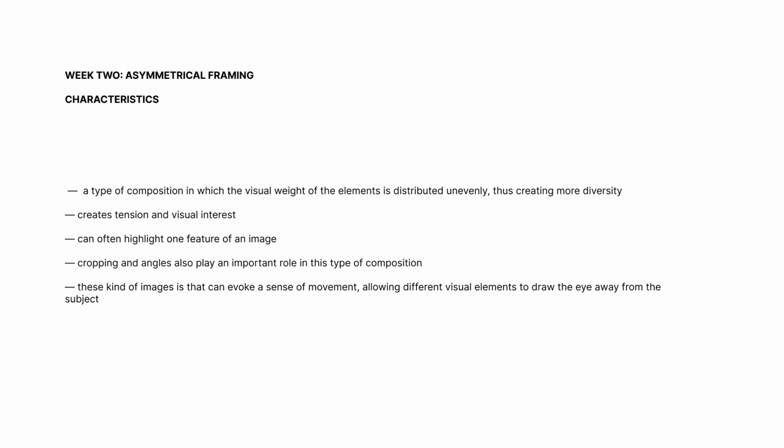I think even more than the classical balanced composition, I think that cropping, which is the way that you cut an image, which we also talked about a little bit last week, and I think also the angle of the camera in this case can play quite an important role in this type of composition. I think more important than for what we did for week one.